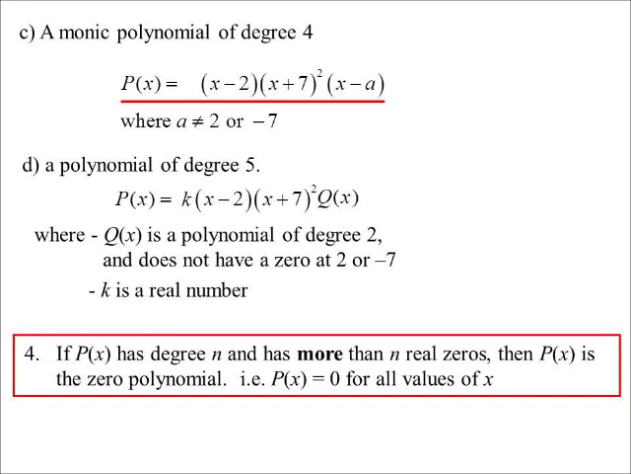Watch out for that little question where you start overthinking it, but as soon as they tell you that a polynomial has got more solutions than the actual power of the polynomial itself, you must be talking about the zero polynomial. It's the only solution that you could have.